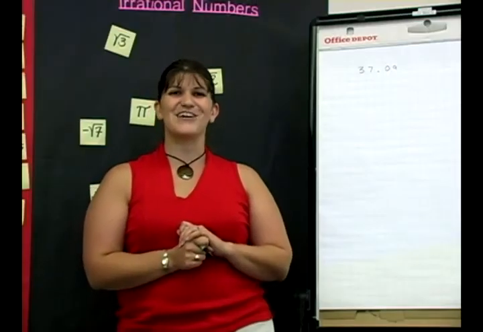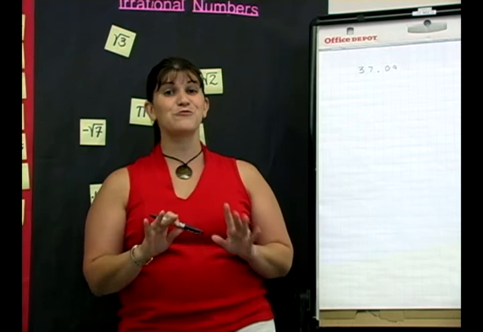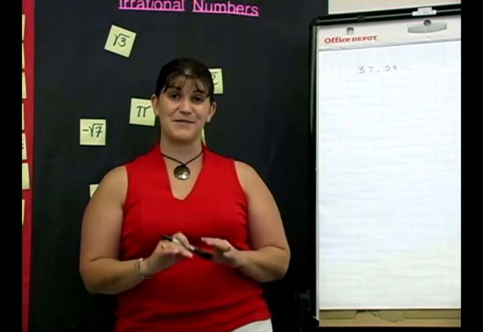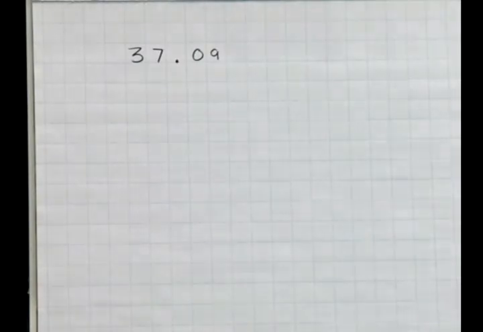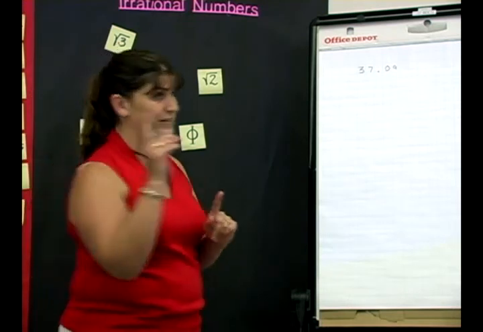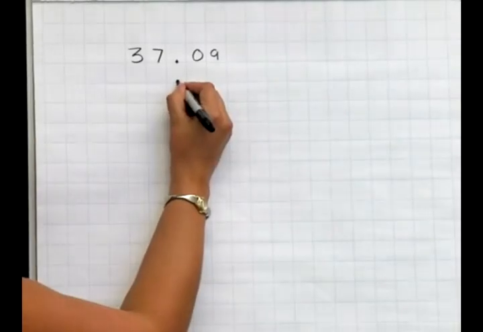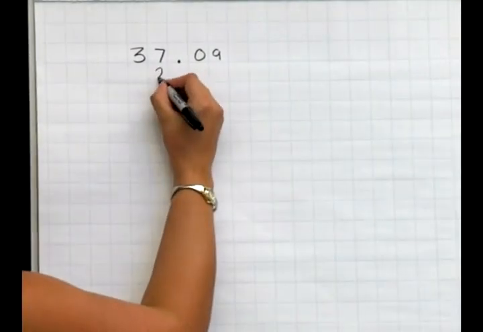Now that we've worked on adding decimals, we're going to be subtracting decimals. The rule remains the same. You must line up the decimal. Here we have the number 37 and 9/100. We're going to be subtracting from it 2.579. Remember the rule, line up those decimals. 2.579.